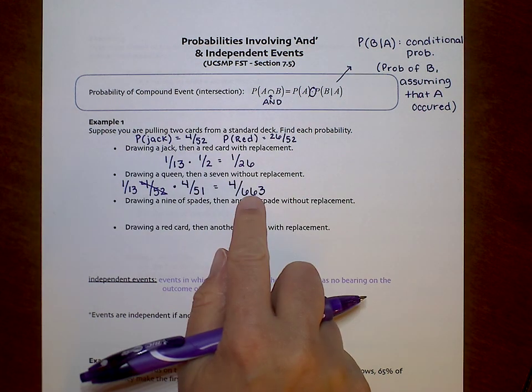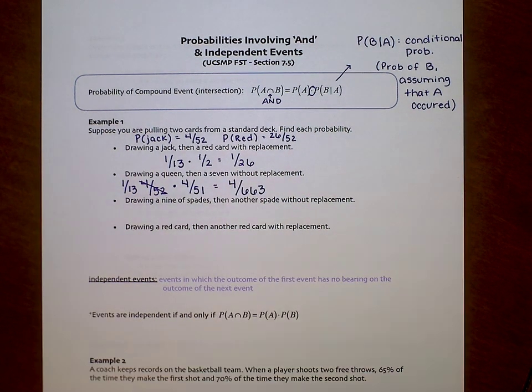And yeah, that's not going to reduce because that can't divide by 4. So that's my probability, 4 out of 663.